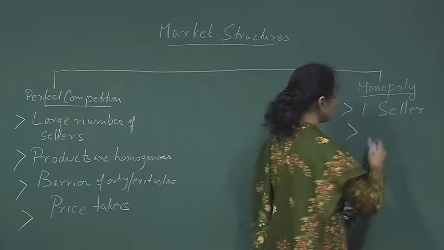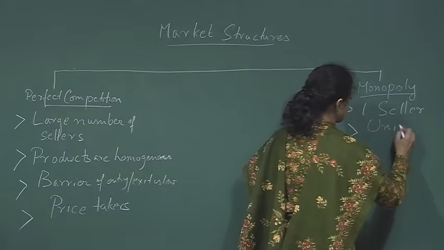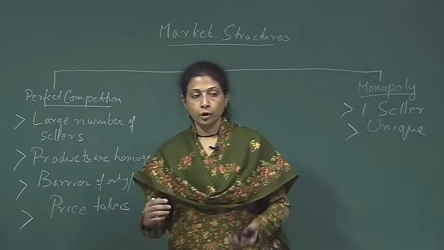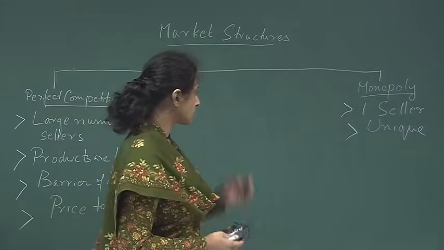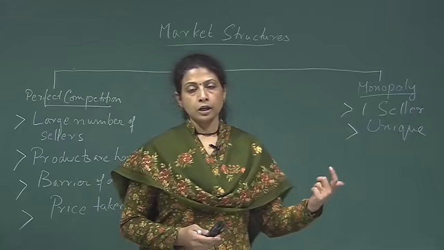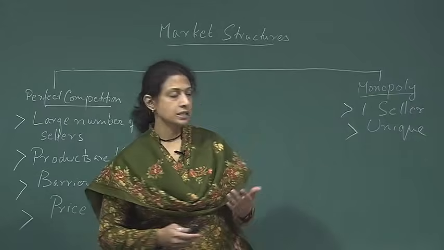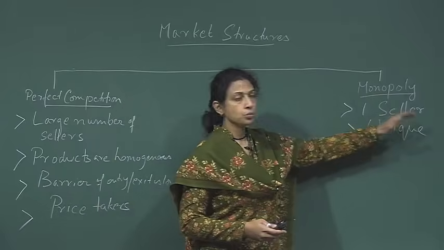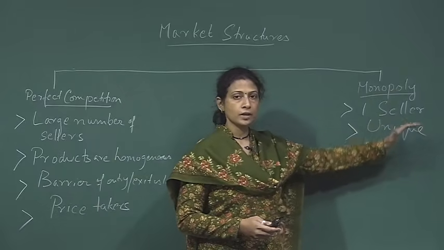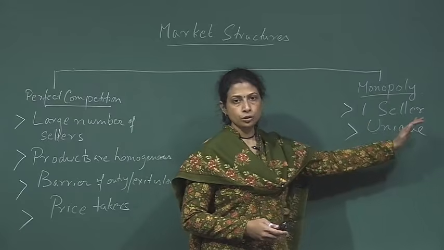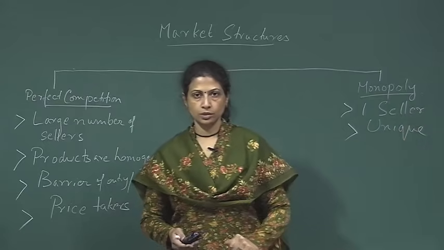Substitutability of the product. The product is unique. Product is unique in the sense that there is one seller in the market. So he is the one who is selling this product, and this itself, that there is one seller in the market, kind of implies that whatever he is producing, no one else is producing that.